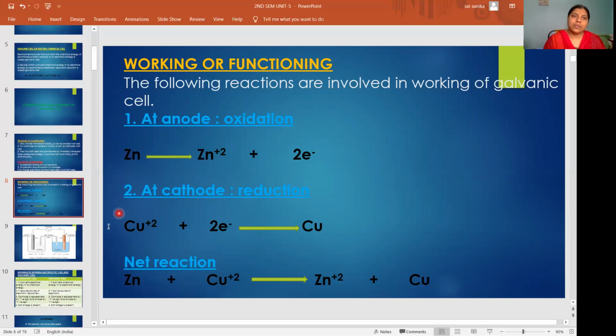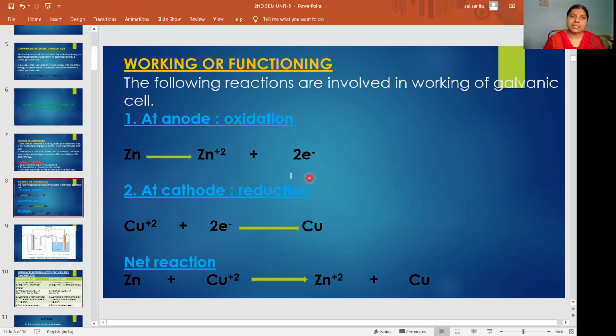There at the cathode, what is happening? Copper ions are present. These copper ions will take these two electrons and convert into copper metal. Whatever copper metal is formed will deposit on the cathode. So this is the reaction at the anode, this is the reaction at the cathode. That is, oxidation is taking place at the anode and reduction is taking place at the cathode. This is one half reaction, this is another half reaction: the oxidation half reaction and the reduction half reaction. That's why we say anodic half cell, cathodic half cell.